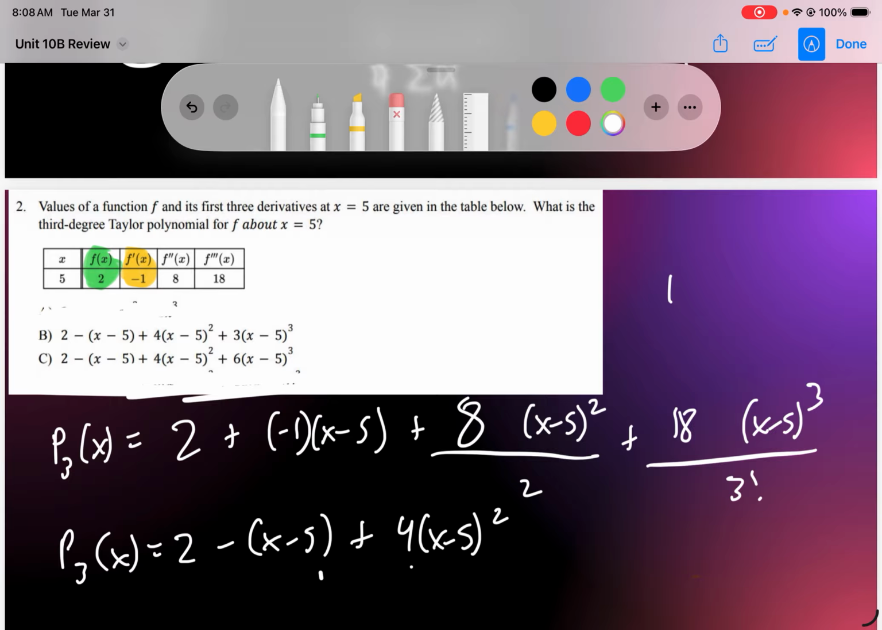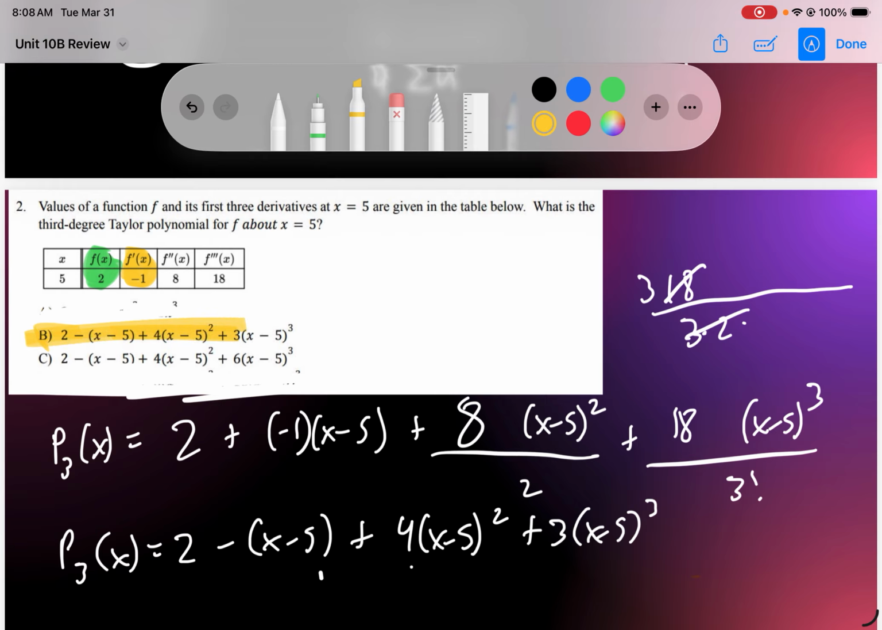And then the 18 over 3 factorial. 3 times 2 is 6. So 18 divided by 6 would just be 3. So this would be plus 3 x minus 5 cubed. So the answer is B.